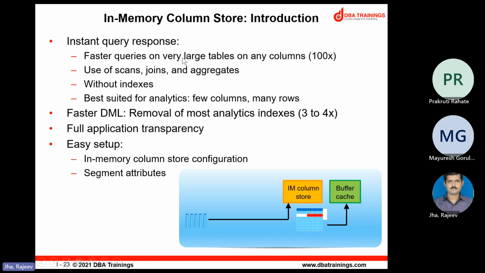Got it? So the in-memory column gives instant query response. That means faster queries on very large tables on any column. In this case you are not going to disk IO, and that's why it's faster for DML operations, it is saying at least 3 to 4 times faster. Suppose it is taking 30 minutes, now you can retrieve that data within 10 minutes. Got it? That's why the in-memory column is used.